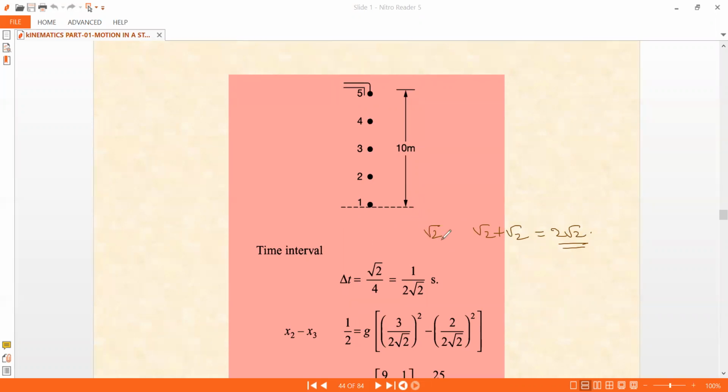root 2 seconds to hit the ground. And how do we get root 2 by 4? 2 root 2 seconds is what it takes for the second drop to hit the ground.